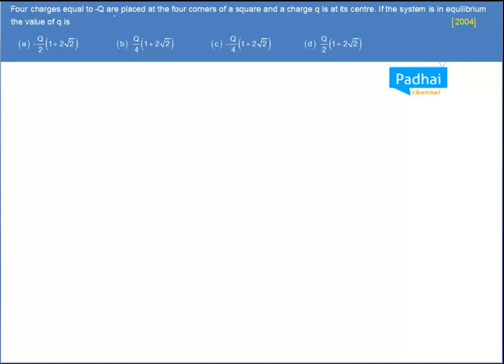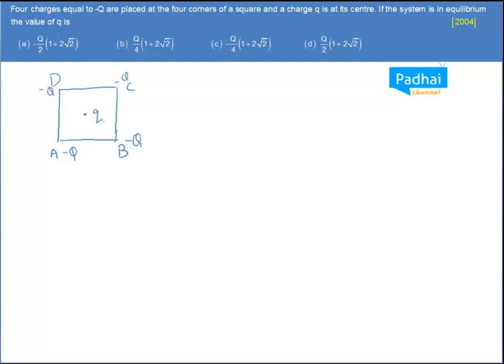Four charges equal to minus q are placed at the four corners of a square, and a charge small q is at its center. Let us first of all see what it is trying to say. This is basically a square, and let it be A, B, C and D, right? Each of them is having a charge minus q at its corner, and at the center a small charge q is placed. If the system is in equilibrium, what will be the value of q?